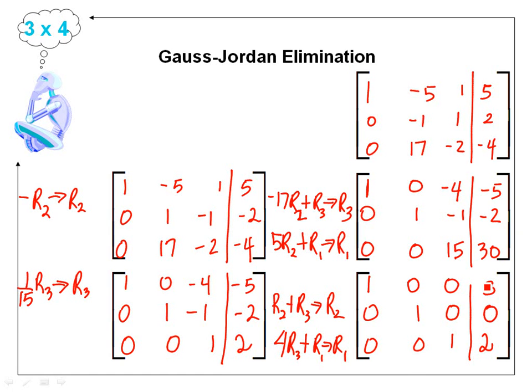Alright, so therefore our answer is x of 1 equals 3, since we started out with x of 1, x of 2 equals 0, and x of 3 equals 2. Always check this answer by plugging these numbers into your original linear equations, for all three linear equations, to see if the left side equals the right side, and if so, your answers are definitely correct.